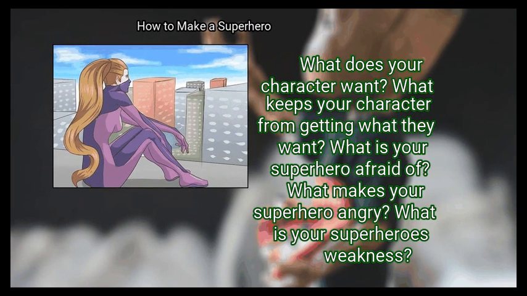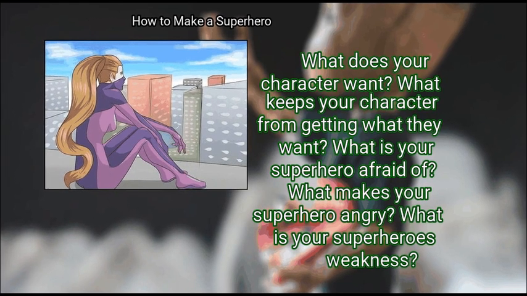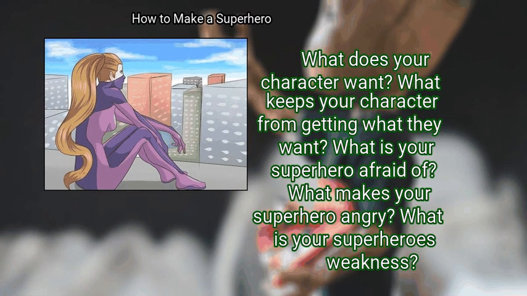What does your character want? What keeps your character from getting what they want? What is your superhero afraid of? What makes your superhero angry? What is your superhero's weakness?